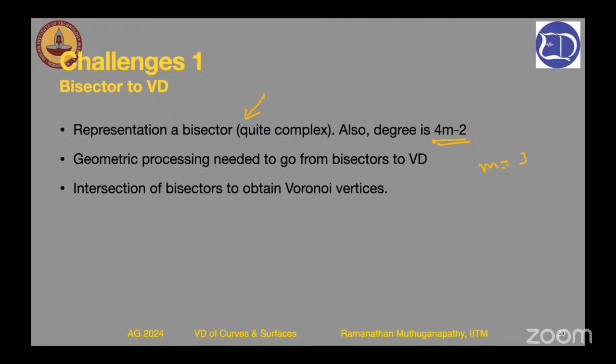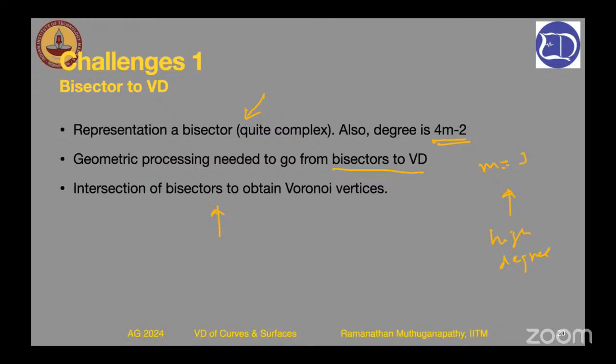As you can see in the next challenge, how do you go from bisector to Voronoi diagram? Because the geometry processing of bisectors is needed. One thought could be, can we try intersection of bisectors? But intersection of bisectors is also going to be complex, given that the bisector itself can be of high degree. And now the intersection between two bisectors is going to be of even higher degree curves. So we can see the challenging situation we are left with.